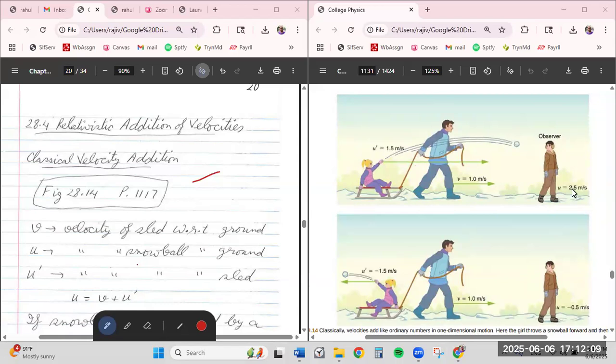So for someone on ground, for this kid on the ground, the snowball appears to be moving at 2.5 meters per second. So the way you would describe that is that the speed of the snowball with respect to the observer on ground is 2.5 meters per second. The speed of the snowball with respect to the little girl is 1.5 meters per second.